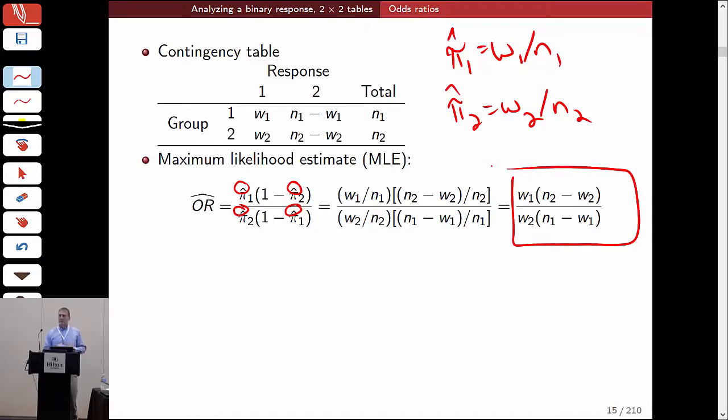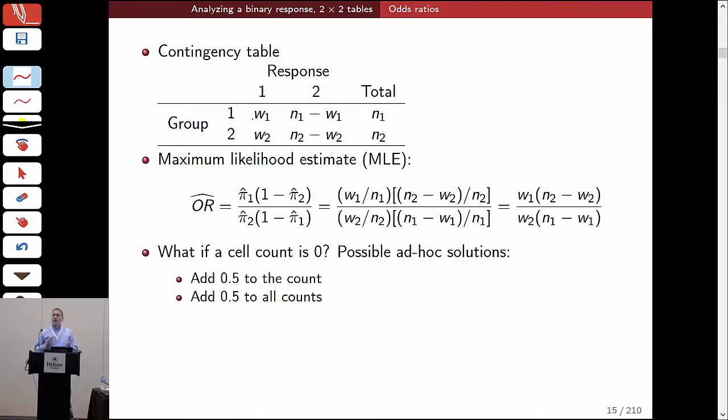And what this comes down to then is that you're basically looking at your table and you're taking the product of the stuff that's on, you could say, the diagonal of the table, W1 times N2 minus W2. So in other words, the number of successes for group 1 times the number of failures for group 2. And you're dividing it by the stuff that's on the off diagonal. The number of successes for group 2 times the number of failures for group 1. That's your maximum likelihood estimate.